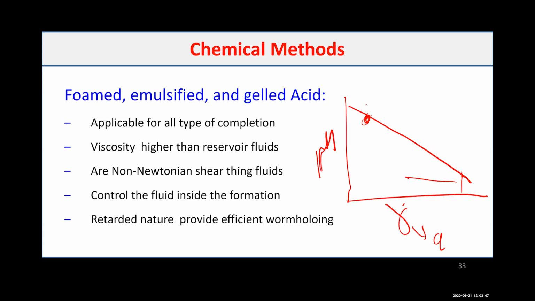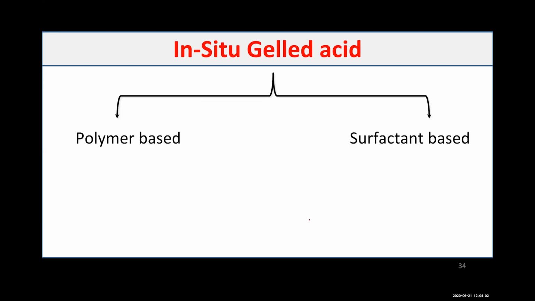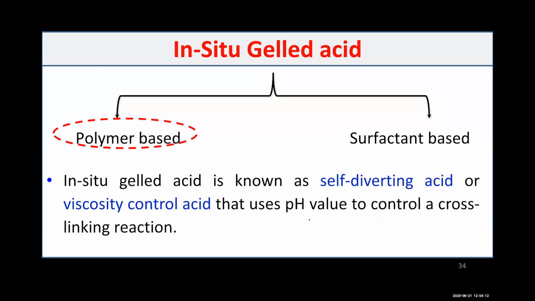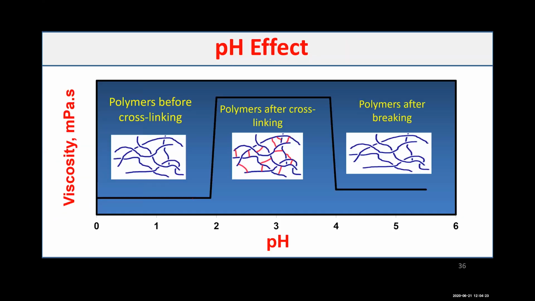Definitely, it controls the fluid inside the wellbore and also inside the formation. And actually, we noticed that when we are bumping this type of chemical, we get a much more efficient wormholing pattern. We have mainly two types of chemical as a gelling agent: what we call polymer-based and surfactant-based. The polymer type is also called, by some people, a self-diverting acid, and by some as a viscosity controlled acid system.